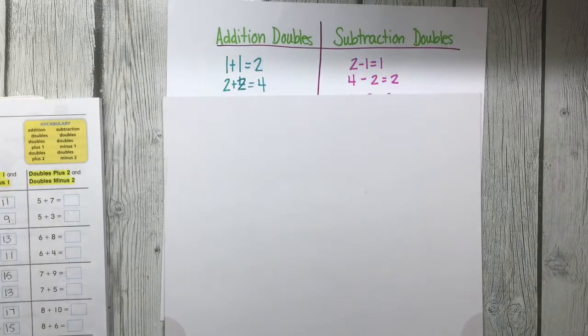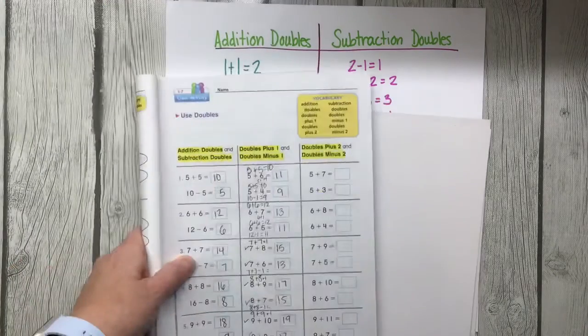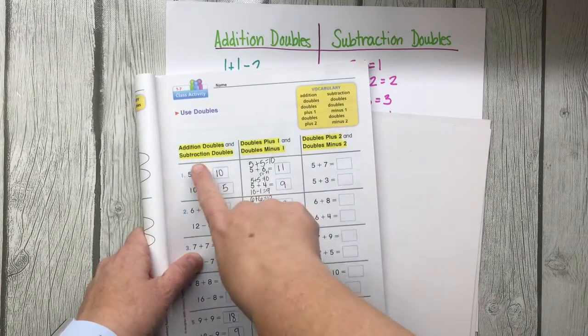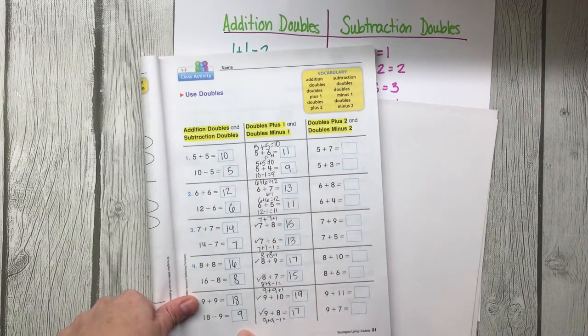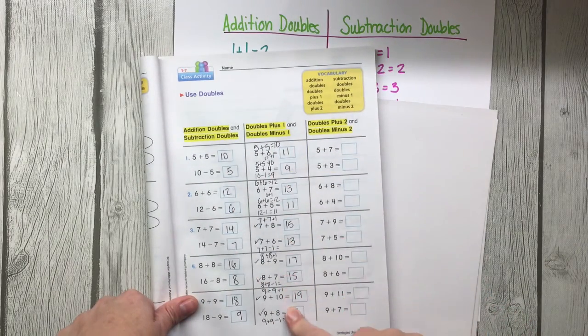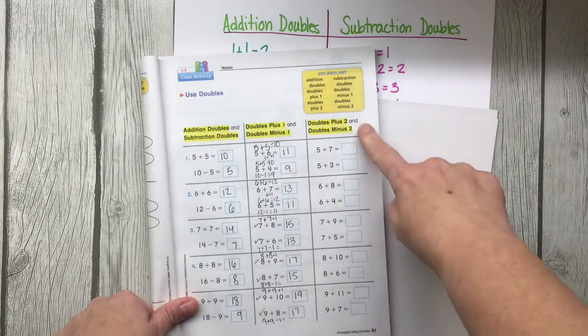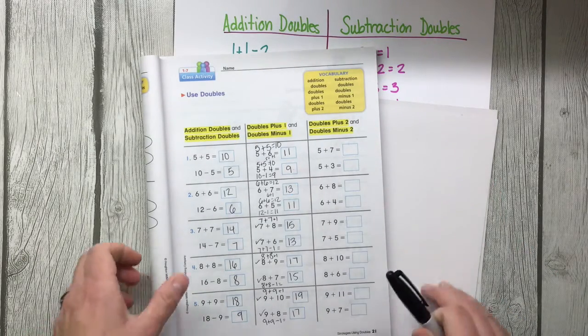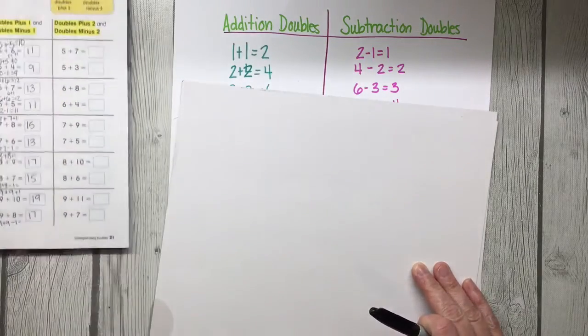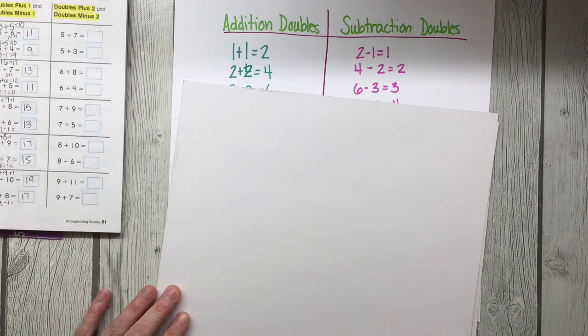All right, mathletes, you might have already guessed where we're going next, and that is because you read this. Right here it says addition doubles and subtraction doubles. We just finished filling that in. We worked on this over the last little bit, and now we're going to talk about doubles plus 2 and doubles minus 2. They are not all that different than doubles plus 1 or doubles minus 1.